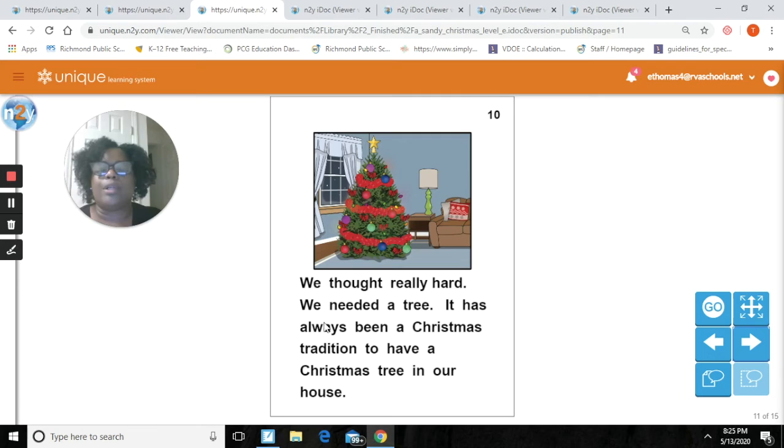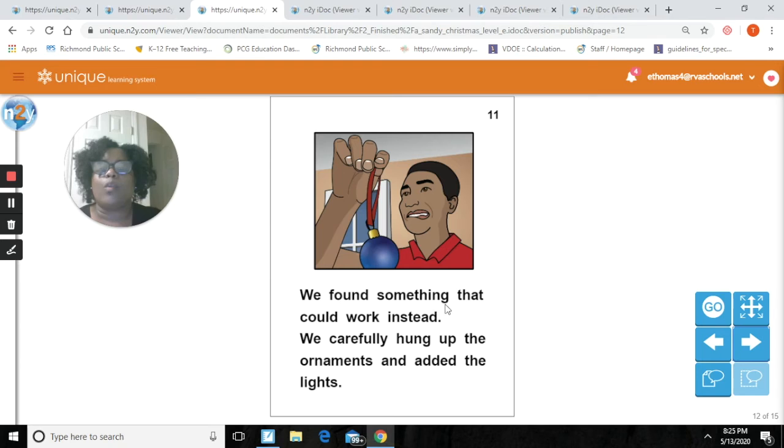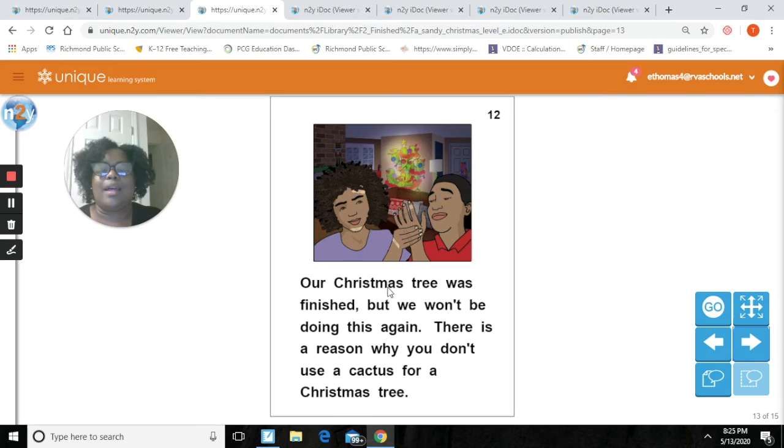We thought really hard. We needed a tree. It has always been a Christmas tradition to have a Christmas tree in our house. We found something that could work instead. We carefully hung up the ornaments and added the lights. Our Christmas tree was finished, but we won't be doing this again. I wonder why. There's a reason why you don't use a cactus for a Christmas tree. Why would you think they would not want to use a cactus?